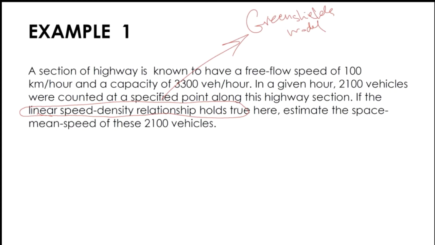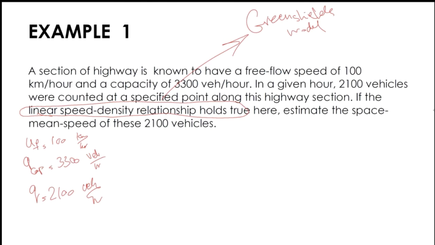Now let's write down all the information the problem is providing us. So it says free flow speed is 100. Make sure you also put down the units because we want to make sure the units are consistent. And if there is a need for converting the units to something else, we don't want to miss that. Capacity or Q cap is 3,300 vehicle per hour. At some point in time, Q is equal to 2,100 vehicle per hour. And we want to estimate the space mean speed of these.